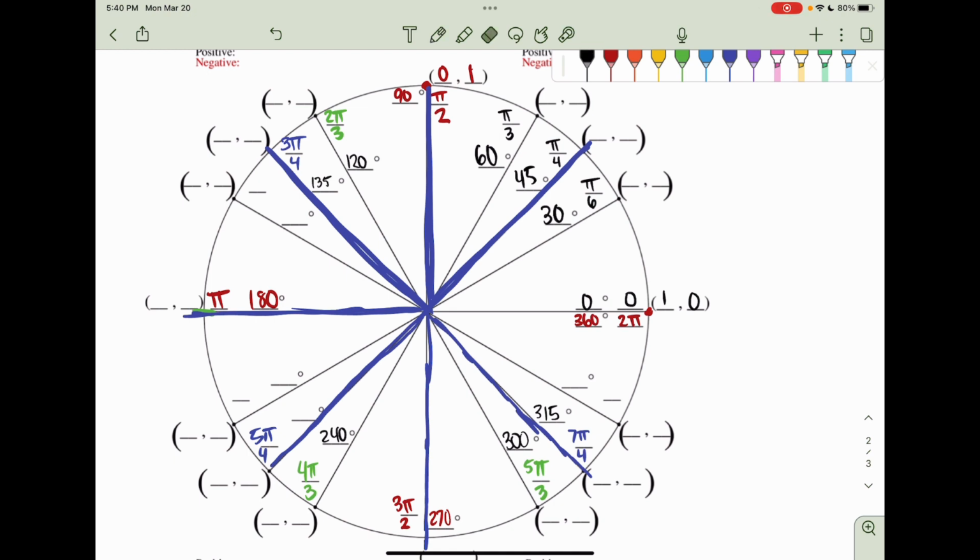Okay, so you always can think 2 pi in terms of pi over 4s. That's 8 pi over 4s. All right.